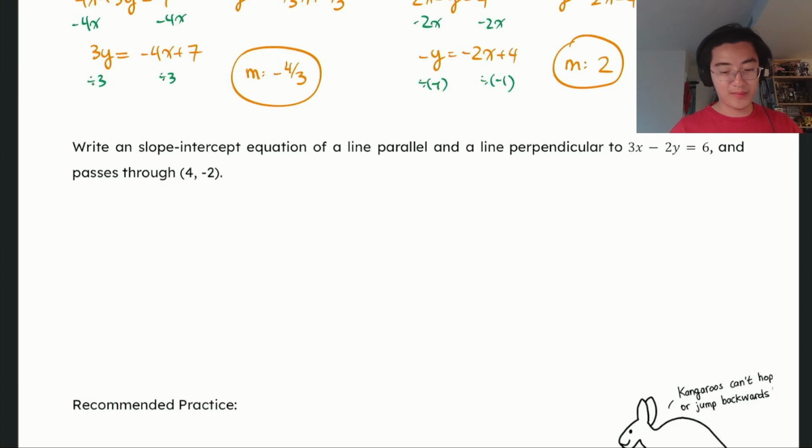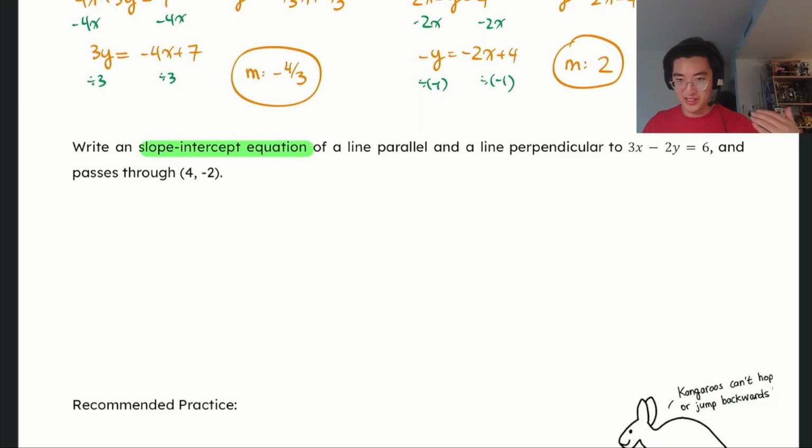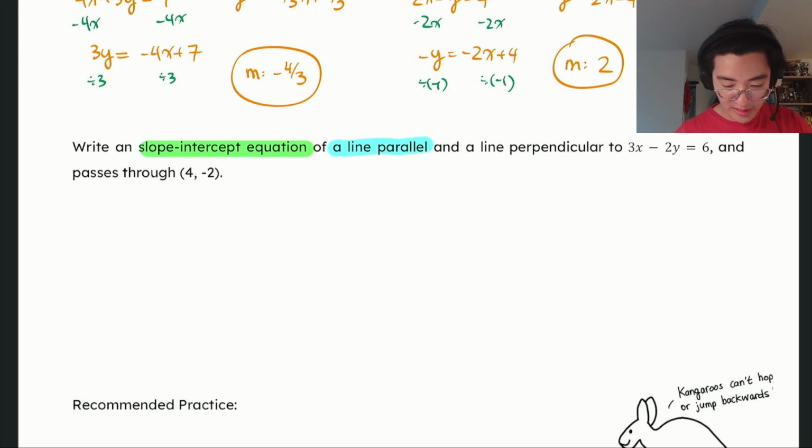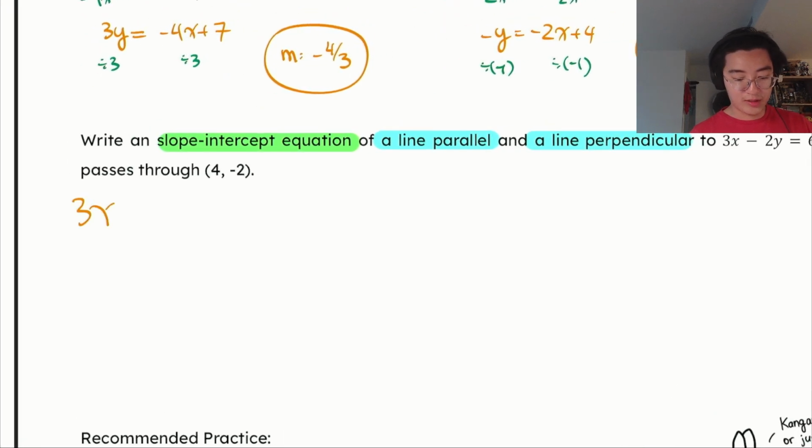Here's our last example. So we want slope intercept form. Make sure we read the questions carefully. If you give me a general form, unfortunately, I'm not going to take that as an answer. And we want a line that's parallel and a line that's perpendicular to this line here. Because we're working with slopes, let's convert this guy into our slope intercept form.